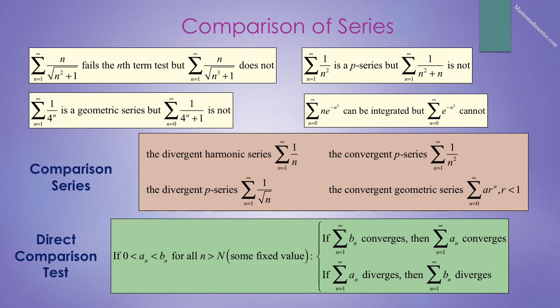If that is true, then if summation n equals 1 to infinity of b sub n converges, then summation n equals 1 to infinity of a sub n converges. Or if summation n equals 1 to infinity of a sub n diverges, then summation n equals 1 to infinity of b sub n will also diverge. So what this says is, if the larger series converges, then the smaller series must also converge. And if the smaller series diverges, then the larger series must diverge as well.